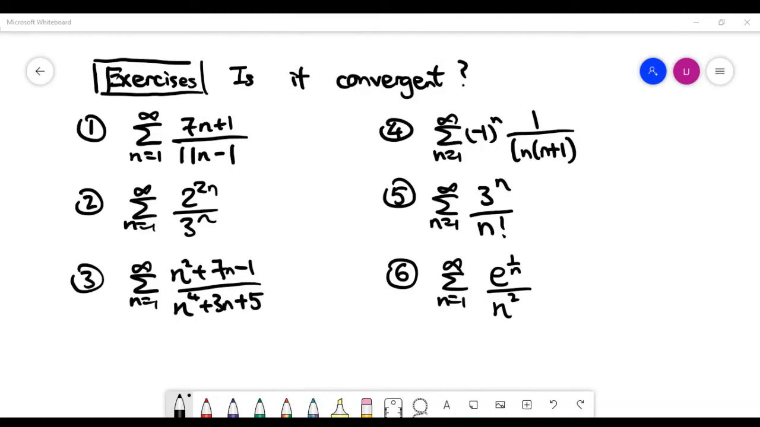So in this video, we are going to do some exercises based on whatever you have learned about series convergence. And please recall all the tests that you have learned. You are free to choose the appropriate method to attack each of the problems given here. And let's start with the first problem.